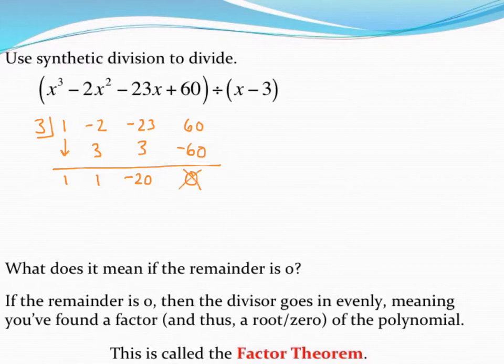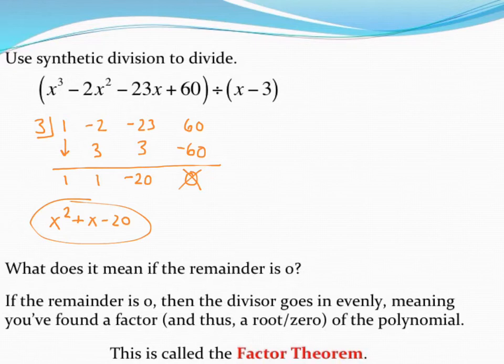Think back to just basic numbers. If you divided something like 10 divided by 5, for example, there'd be no remainder, meaning that 5 goes evenly into 10, or we could even say that 5 is a factor of 10. And so really what we've just found, let's write out our answer. Remember, we're 1 power lower than where we started, so 1x squared plus 1x minus 20, without any remainder, means that that must be a factor of my original polynomial.